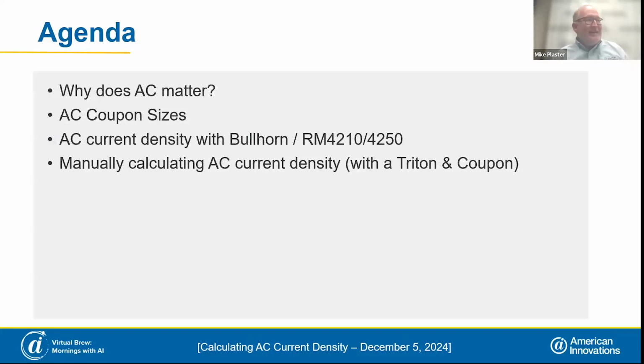All right, our agenda today is why does AC matter? AC coupon sizes. We're going to talk about getting your current density off your Bullhorn 4210 or 4250, and then manually calculating the AC current density with your Triton and Triton coupon.